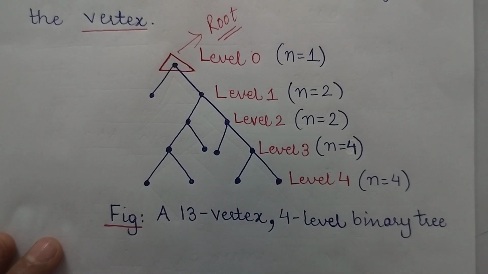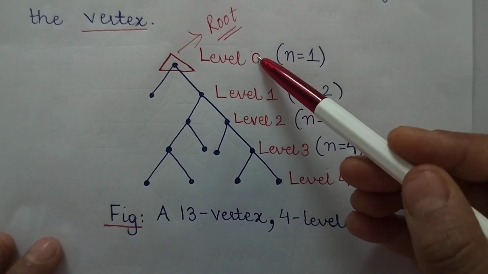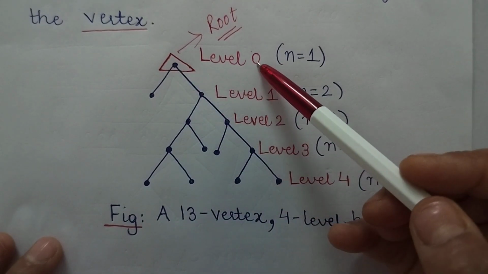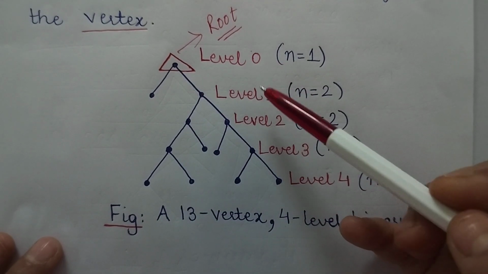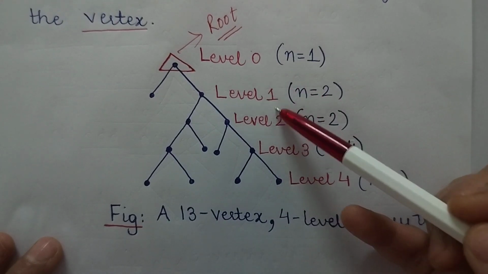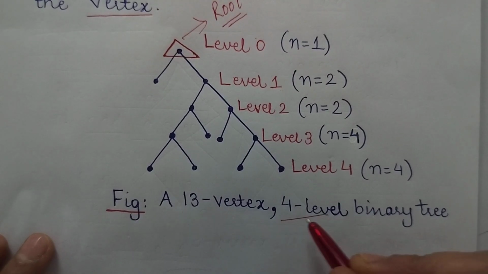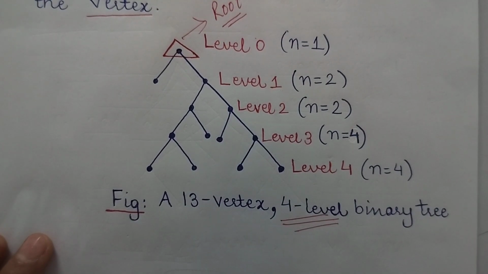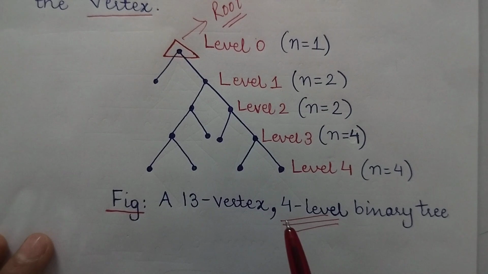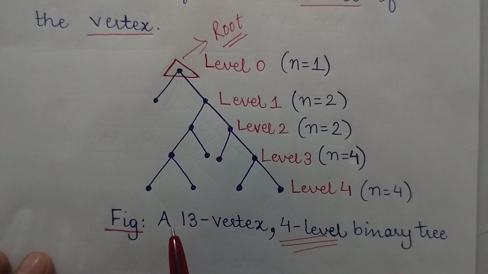So in total, how many levels are there? There are 4 levels starting from 0. Root is always at the 0th level. So 0, 1, 2, 3, 4. How many levels in total do we have in this binary tree? We have 4 levels in this binary tree. So I can say that this is a 13 vertex 4 level binary tree.